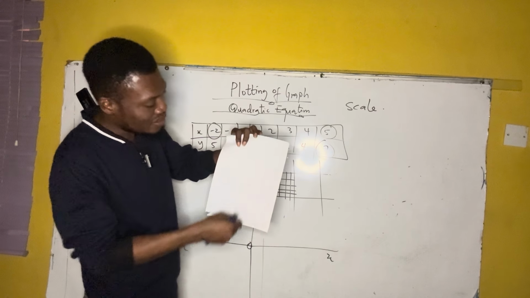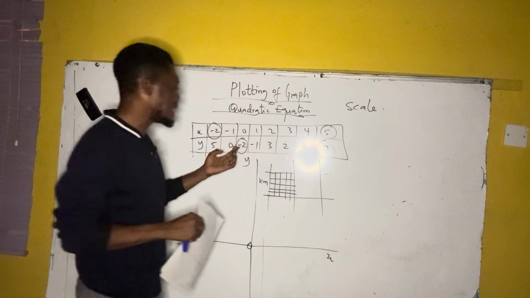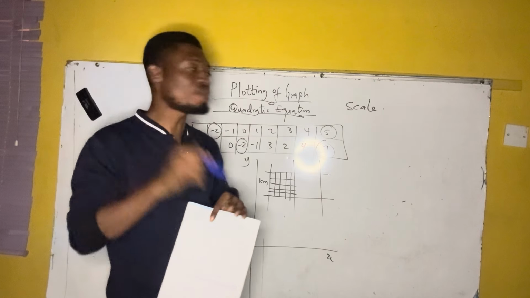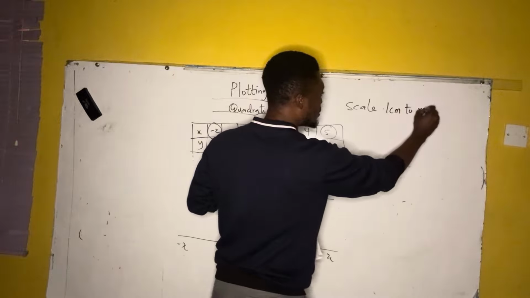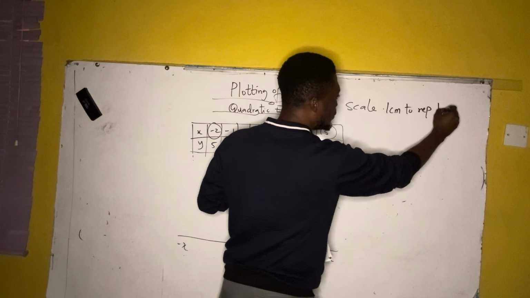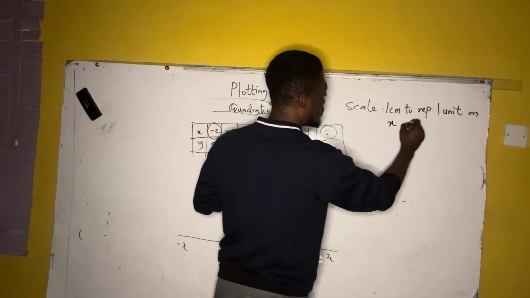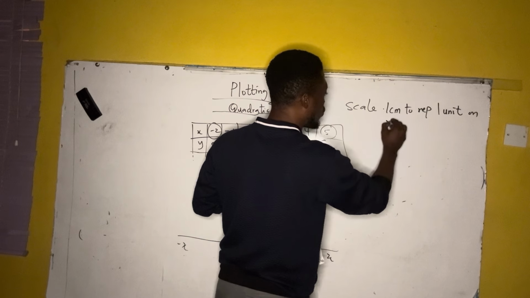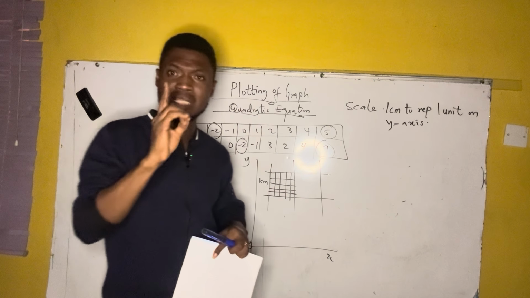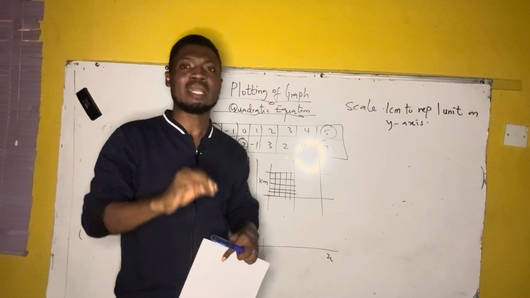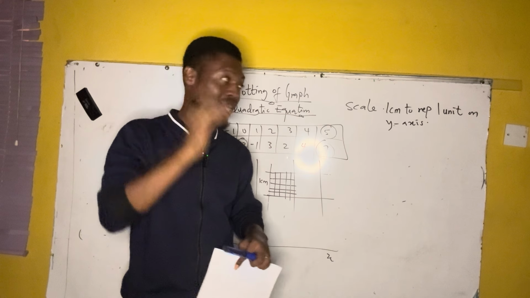Now, since I can count 11 across the board, the highest I have here is 7, and the least I have here is -2. That means that if I say my scale is 1 centimeter to represent 1 unit, let me start with the y-axis. On the y-axis, 1 unit means that for every 1 centimeter, I will take it as 1. For every 1 centimeter, I'm going to take it as what? 1. That's what 1 unit means.